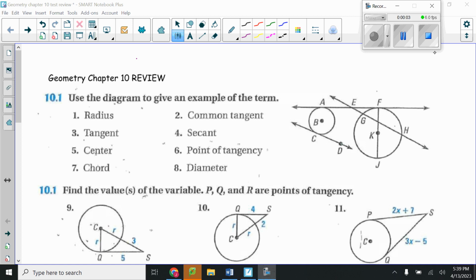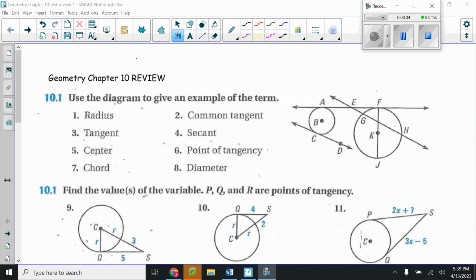All right, guys, so today we're going to go through the Chapter 10 review together. We're going to start out with the first section that we did, 10.1. Use the diagram to give an example of the term. On the test, you will be given a diagram, a word bank, and then I will ask you for like line AF, and you would have to match that word from the word bank.